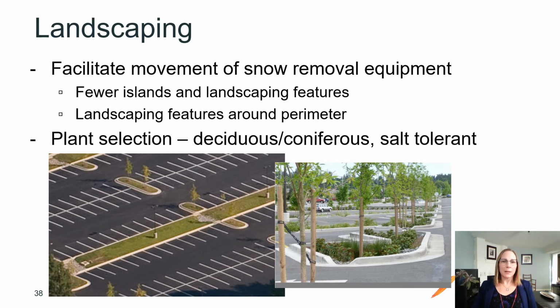So these are a couple of pictures. Again, it's nice that they have these LID features, but again, it would be a nightmare for your snow plowing equipment. This is a bit better on the left side here, where you have these nice vegetated islands instead of sidewalks. But again, you just want to make sure that it's allowing your equipment to get through. And then also making these into LID features would be a good consideration.